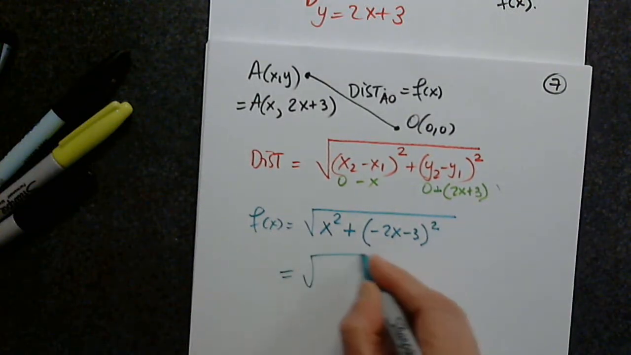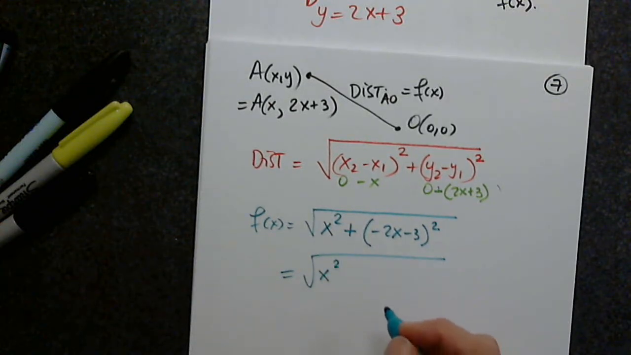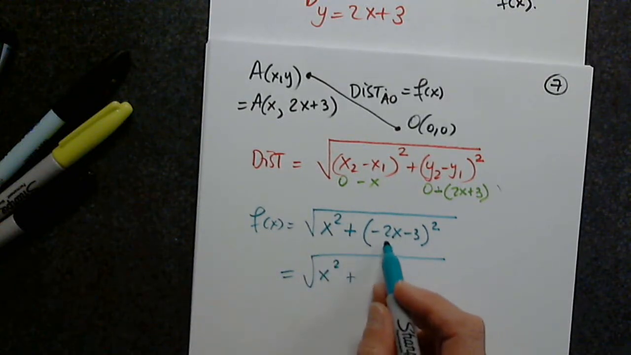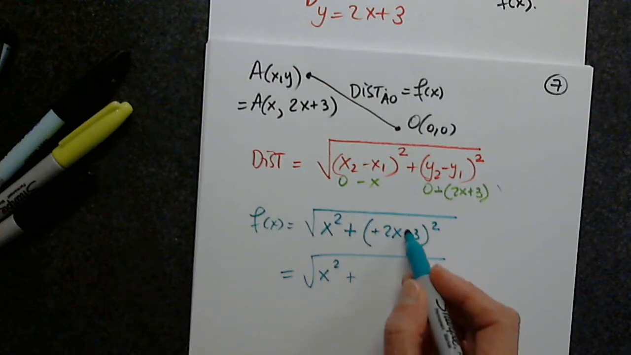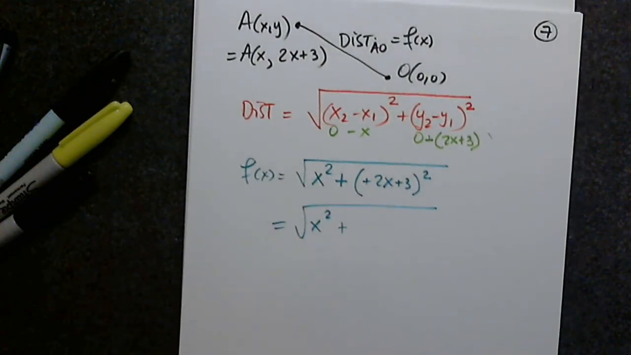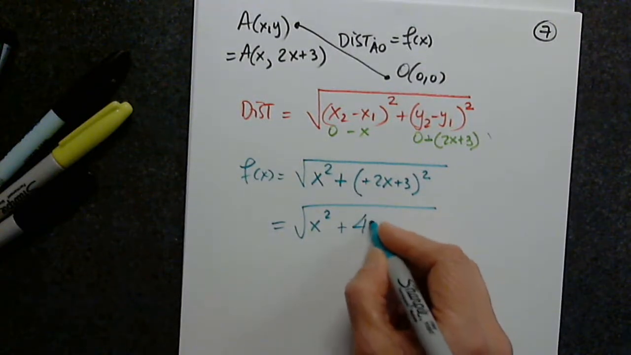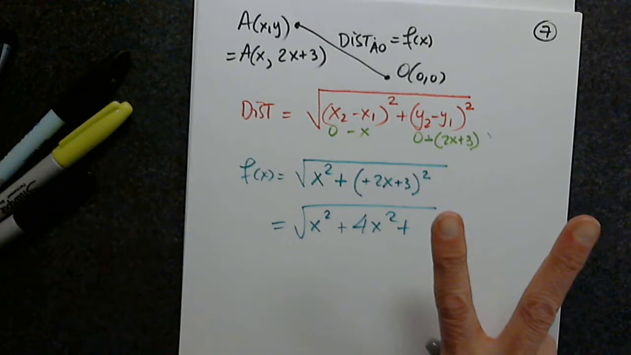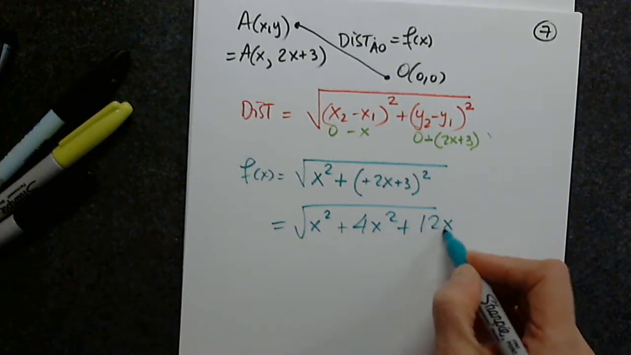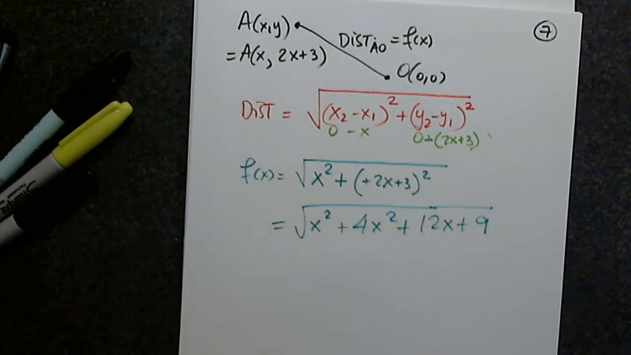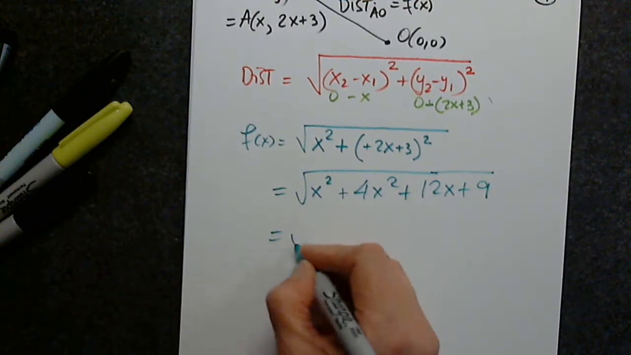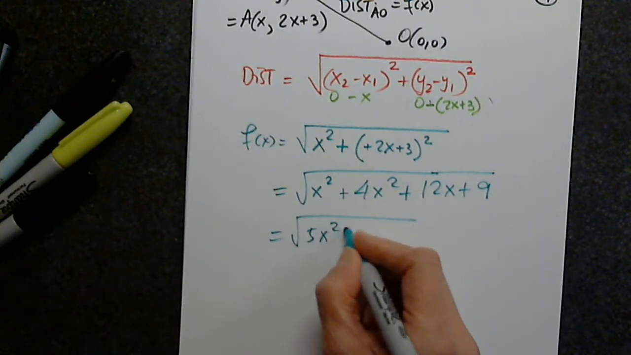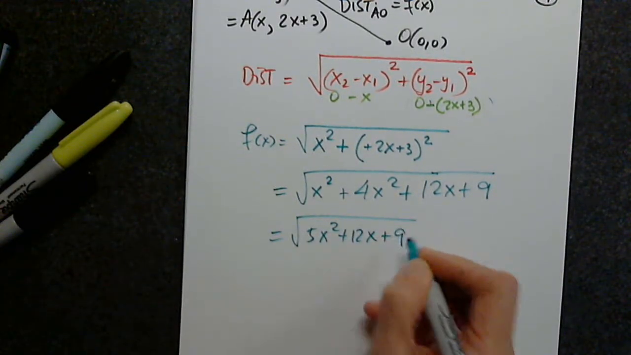So this will be the square root of x squared plus, can anyone give us this binomial squared? First day of classes, please do not give me two terms. 4x squared plus 12x plus 9. Excellent. Thank you. Awesome. So 5x squared plus 12x plus 9.